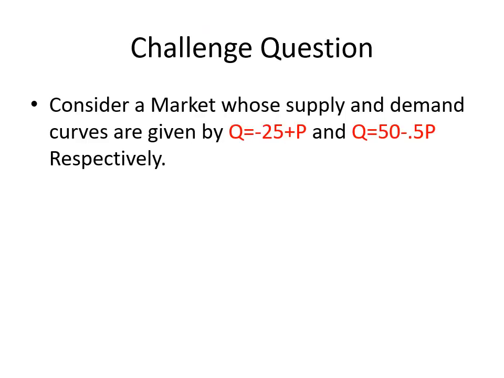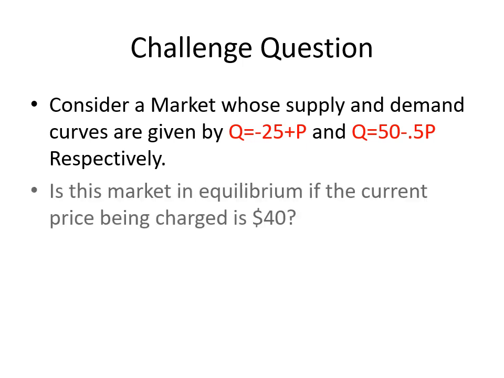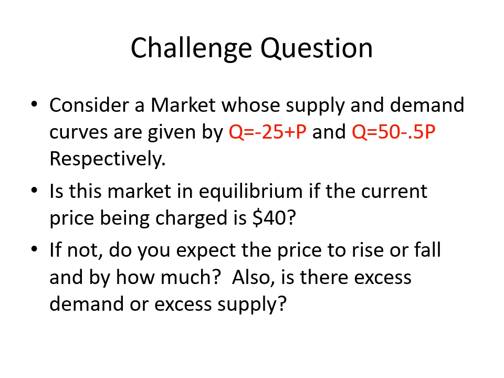All right, so a little challenge question here. Consider a market whose supply and demand curves are given by Q equals minus 25 plus P and Q equals 50 minus 0.5P respectively. Is this market in equilibrium if the current price being charged is $40? If not, do you expect the price to rise or to fall, and by how much? Also, is there excess demand or excess supply?